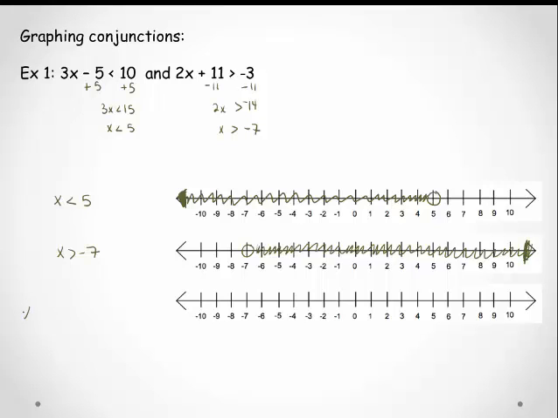With our conjunction, we had the word and. We need both parts of this. This is the overlap. If I were to take the parts that overlap, we'll have an open circle on negative 7, an open circle on 5, and as you can see, they have everything in between those two numbers in common. So that is all I will shade, is the overlap.